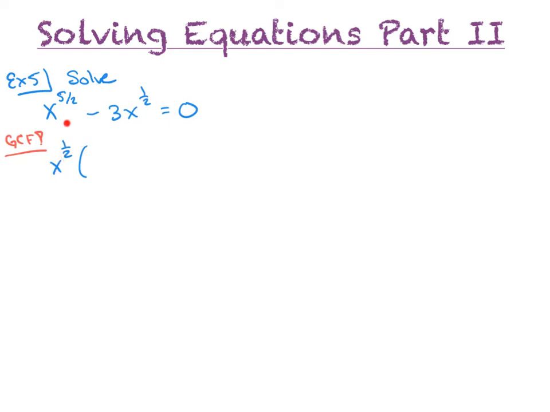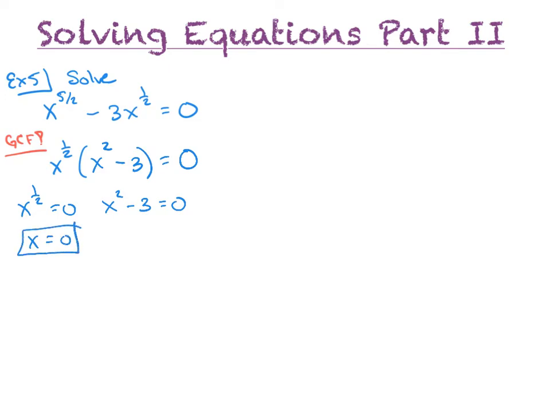Also, when we factor these out, remember we're subtracting exponents. So 5 over 2 minus 1 over 2 is 4 over 2, which is 2. And then when we take the x to the 1 half away from 3x to the 1 half, we just have 3. Great. So now we have x to the 1 half times the quantity x squared minus 3. Setting both of those factors equal to 0, we can solve them pretty easily. If x to the 1 half equals 0, that means x must equal 0. And x squared minus 3 equals 0 means x squared equals 3. And when we square root both sides with our plus or minus on one side, we have x equals plus or minus the square root of 3.